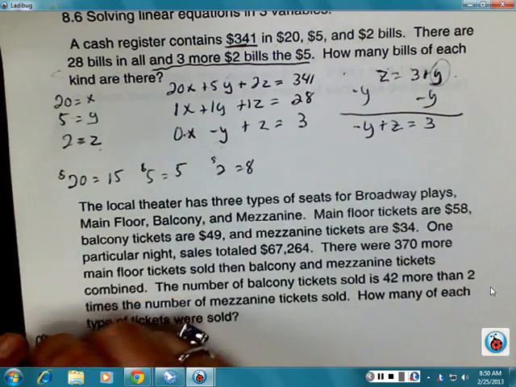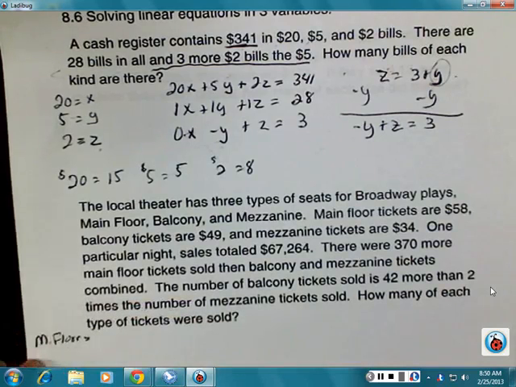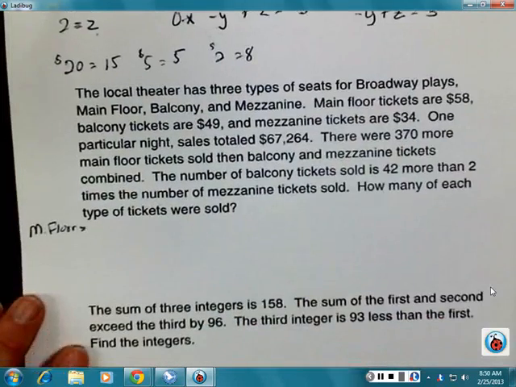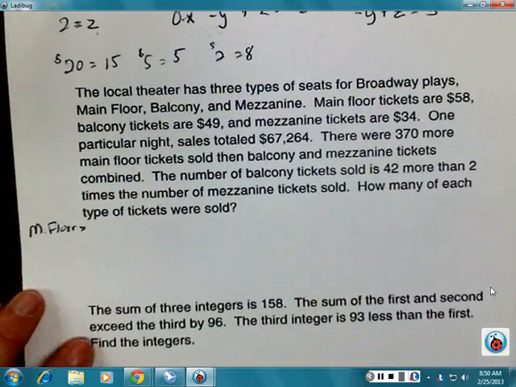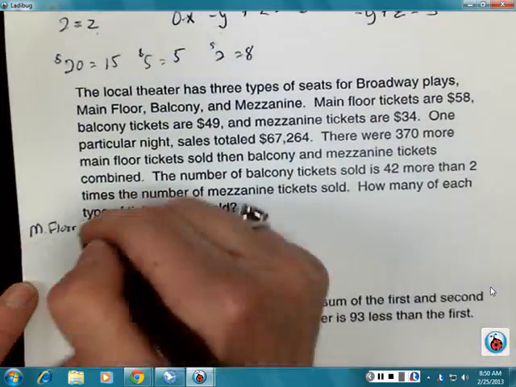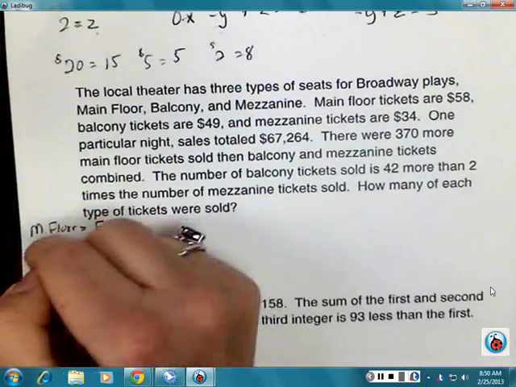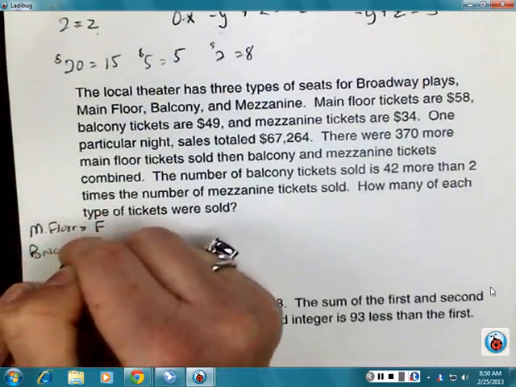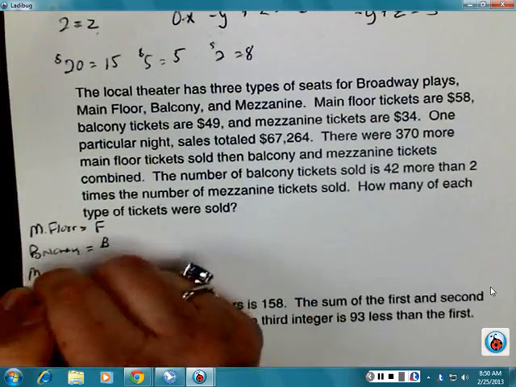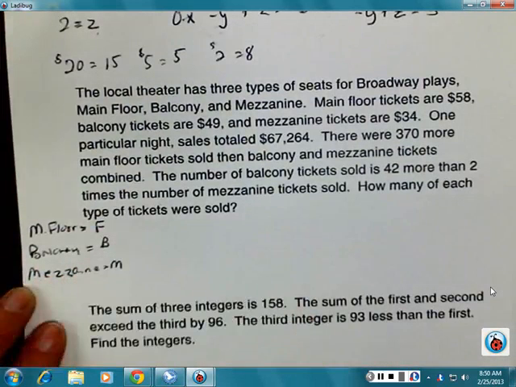So we have to have the main floor. What do we want to call it? Want me to label it X, or do we want to call it F? Because it might have some more meaning to us if I put something in there. The balcony, we're going to label it B. And the mezzanine, we're going to label it M, okay?